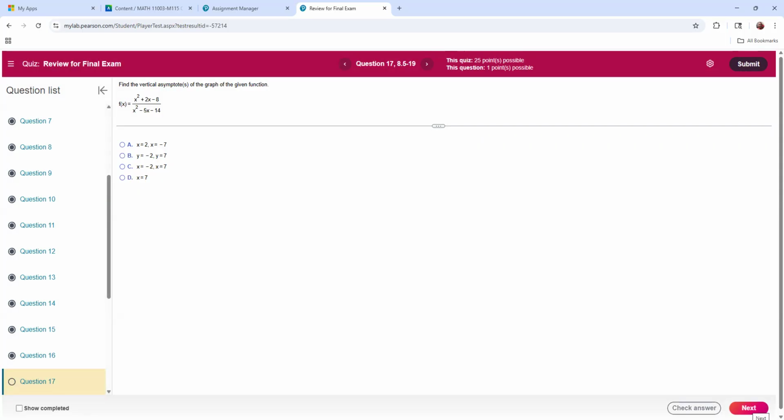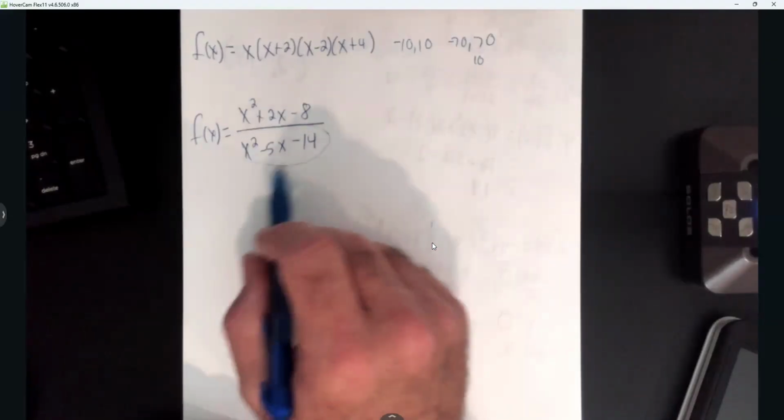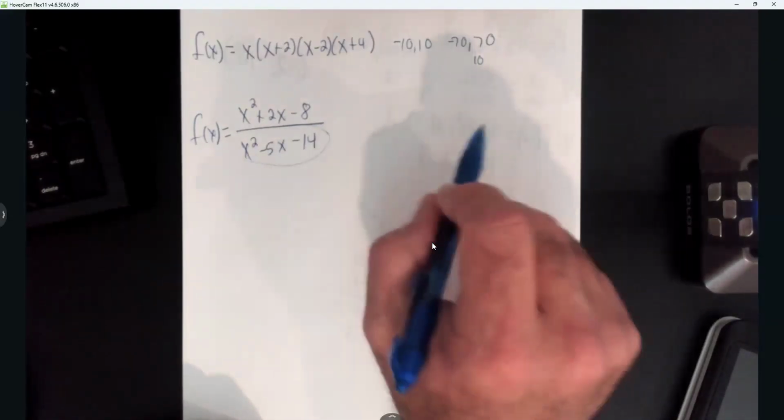All right, y'all, find the vertical asymptotes. You've got x squared plus 2x minus 8 over x squared minus 5x minus 14. All right, two ways to do this. I'm going to factor it. This is one of those where you could graph the bottom in y equals and see where the x-intercepts are.